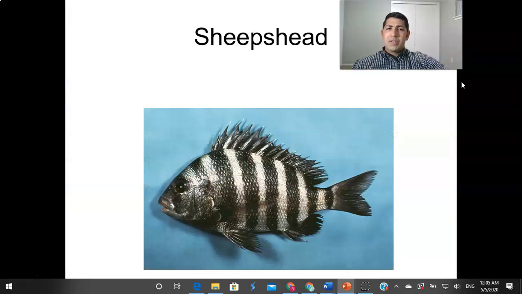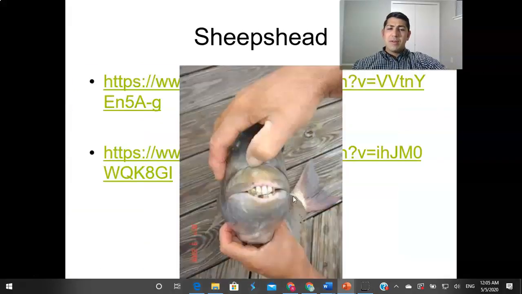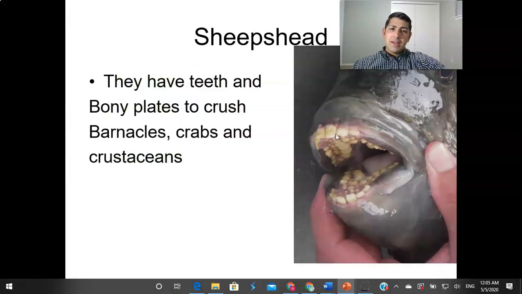So another picture of the sheepshead. What's really unique about them is their mouth. Check out those set of teeth. They look like human teeth. You can imagine they kind of look like sheep's teeth. If you've ever looked at a sheep's tooth or set of teeth, you can see that they just don't have that one set of rows. So they have teeth, bony plates to crush barnacles, crabs, and crustaceans.